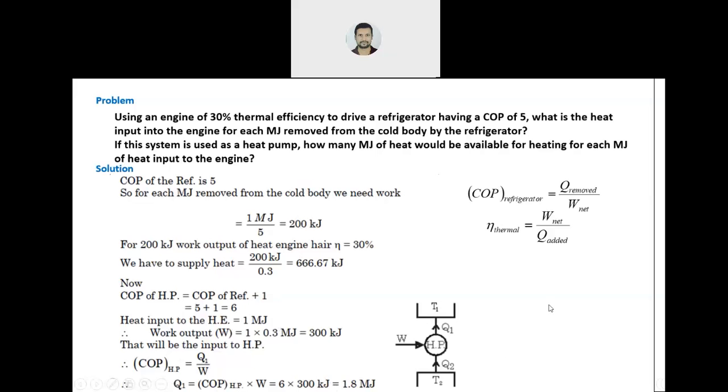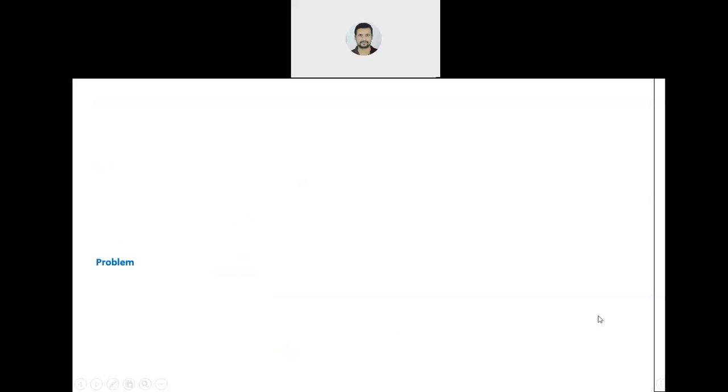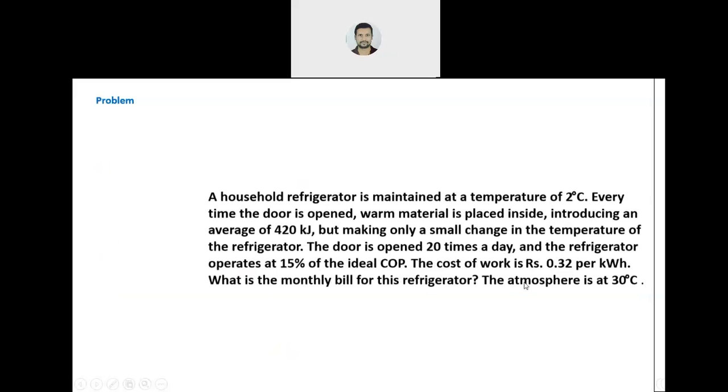From here you will get the value of Q1. Correct? So what happens? People confuse here. They put the same thing here and the same thing here. So don't confuse. For the heat engine, heat input is different. Whatever work it is producing, this work is utilized to run the heat pump. In case of heat pump, Q is different. You have to find this Q, which is used in case of heat pump. Correct? Practice these problems again and again. Then only you will be able to solve it.